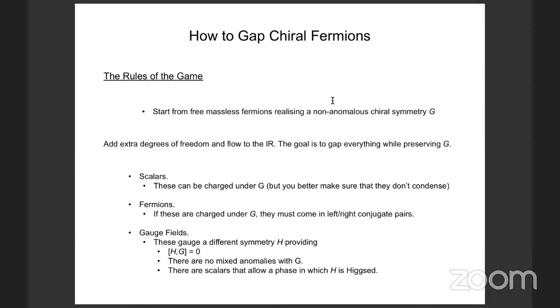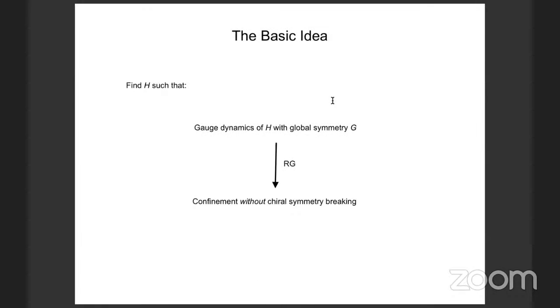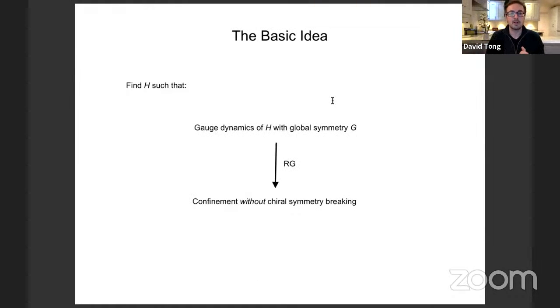Okay. So here's the key idea, which I'm going to illustrate with a number of examples. Suppose you can find some gauge dynamics for a new gauge group H, under which the group that we cared about originally, G, is a global symmetry. If that gauge theory confines without breaking chiral symmetry, the chiral symmetry being G, then it's easy to turn that on its head and find a way to gap the fermions without breaking G. So this is the key idea.